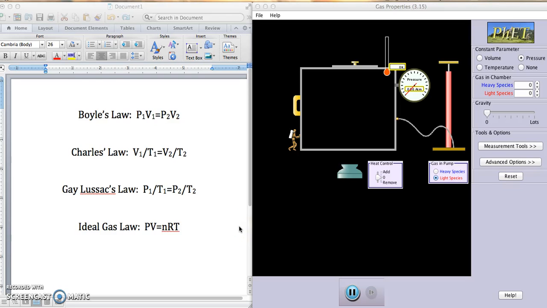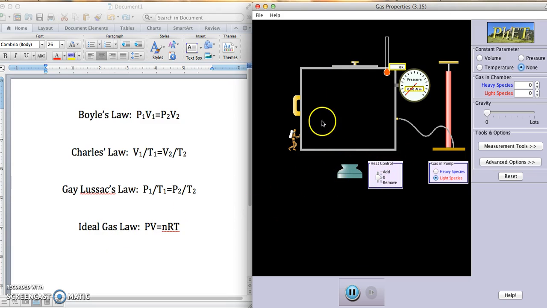Hey, my name is Brennan, and I'm going to discuss some gas properties and some gas laws. As you can see on the left, I have the gas laws listed: Boyle's law, Charles' law, Gay-Lussac's law, and the ideal gas law.